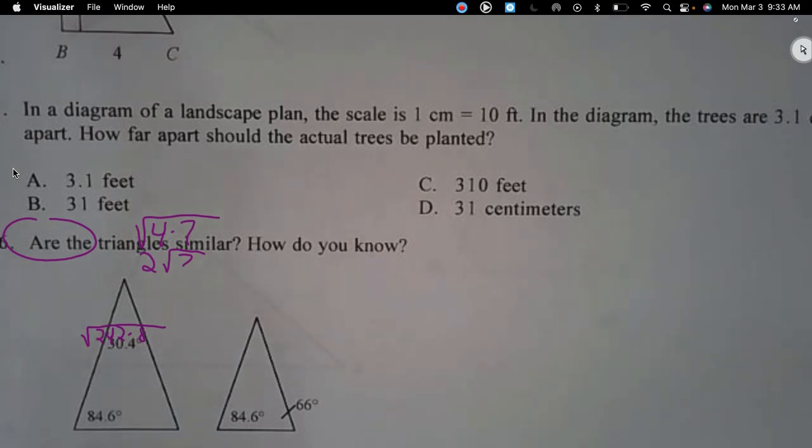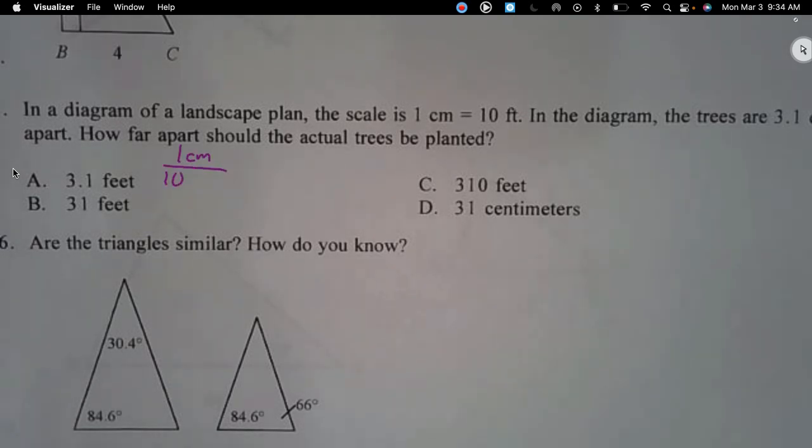Okay. On this one it says you have a scale. 1 centimeter is 10 feet. Oh, let me erase all this. So I'm going to write that first. I'm going to set that proportion up. So I've got 1 centimeter to 10 feet. And then I need to write my centimeters to feet in the same order. What do they tell me? 3.1 what? Did they tell you? Centimeters. Thank you. Okay, 3.1 centimeters.